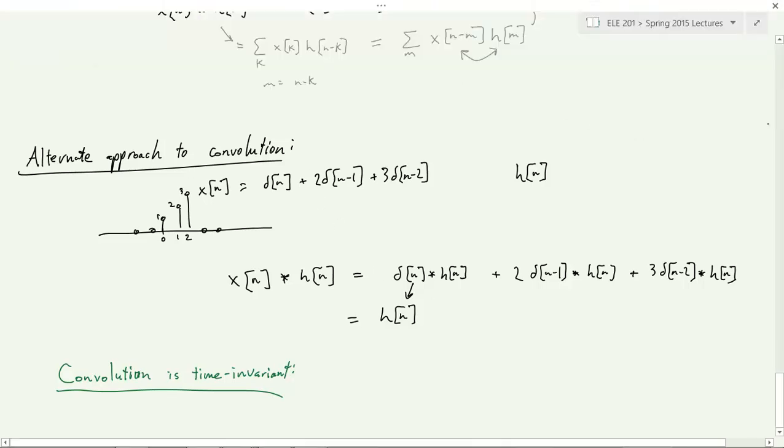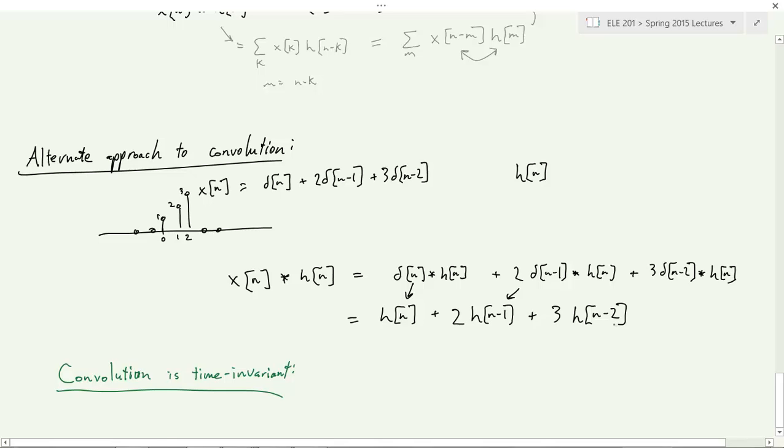Then the output is just a shifted output. So this becomes plus 2h of n minus 1, and this becomes plus 3h of n minus 2. Like I said, we'll revisit this time invariance notion. Just trust me for now that when you have a delayed delta function convolved with h, you get a delayed h. Okay? Well, that was easy.